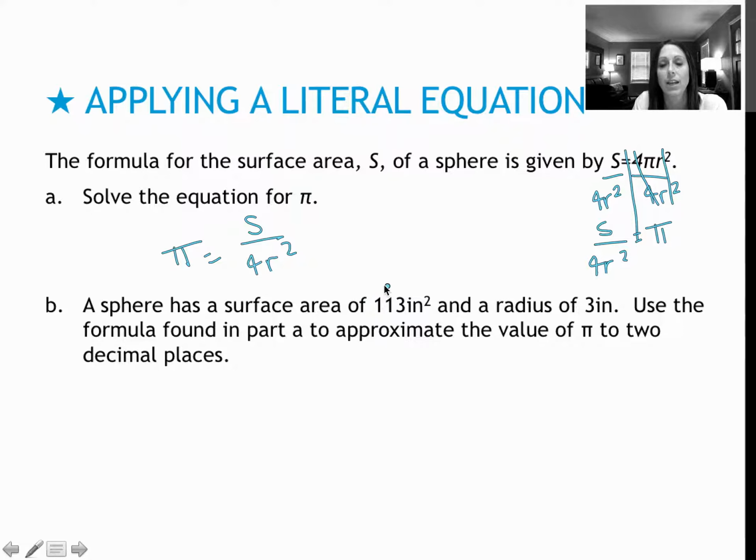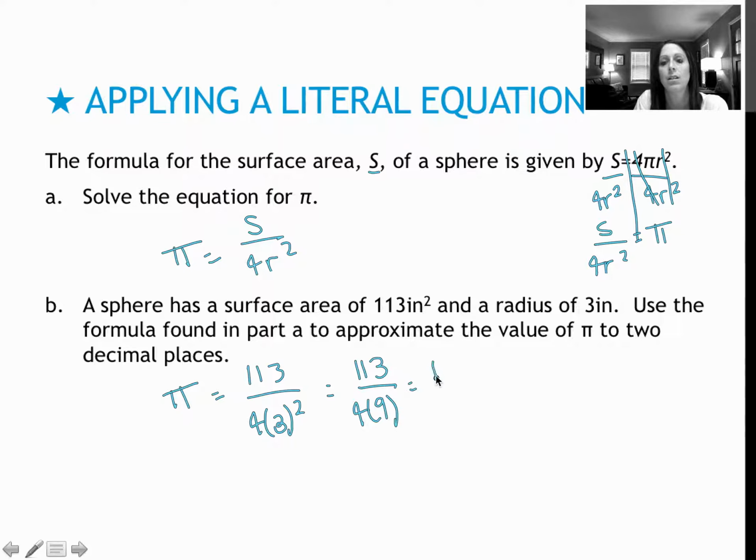The surface area is given to me now. That's obviously going to be my s, which is surface area. So pi equals, s would be 113. And radius is 3, so that's going to go down here. So this is 4 times 3 squared. 4 times 3 squared would be 4 times 9.